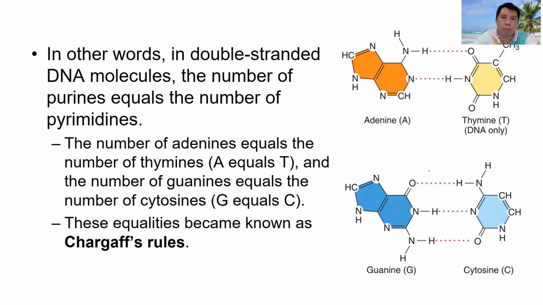In other words, in double-stranded DNA molecules, the number of purines equals the number of pyrimidines. So that means A equals thymine, and guanine also equals cytosine. This equality is known as the Chargaff rule.